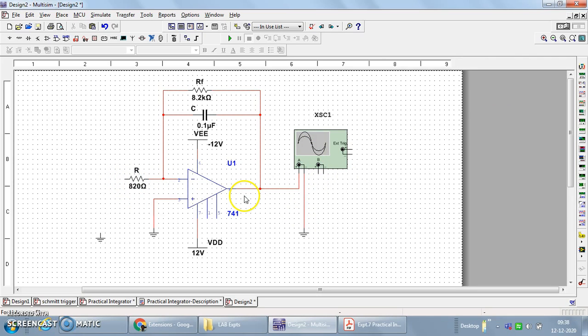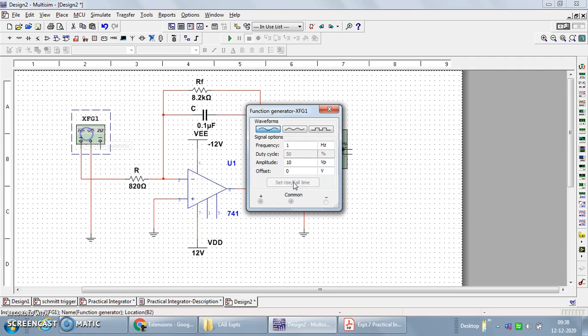But before that we should do the connections of function generator. So I will choose the function generator to provide the input. So this we can do the ground connections. Negative is grounded and here the positive is connected here. So this is a function generator. What specification should be given of the function generator is known to us.